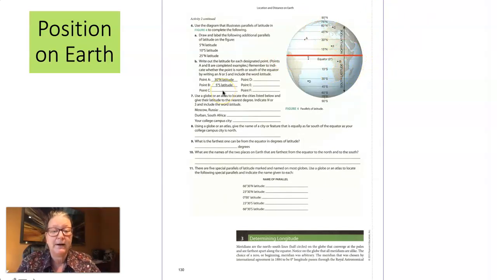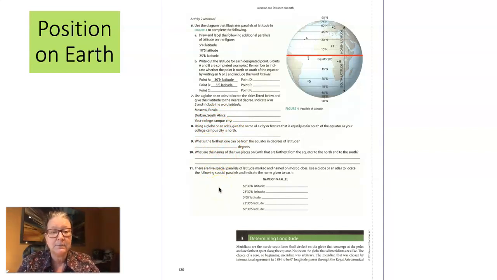In part B, you're going to write out only the latitude to the various points on the globe. So A has been done for you. It's up here on 30 north. And remember, anywhere on this line is latitude 30 north. You're going to use a globe or atlas to determine the latitudes of these cities and the college campus at PCC. And various questions here should be pretty straightforward.